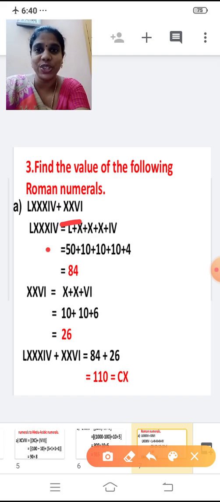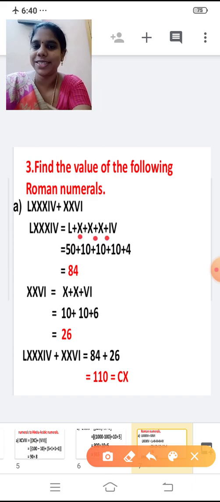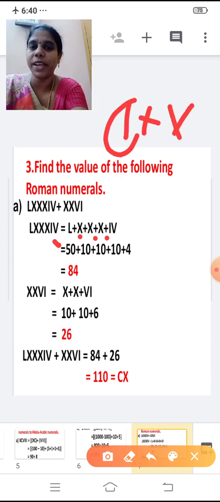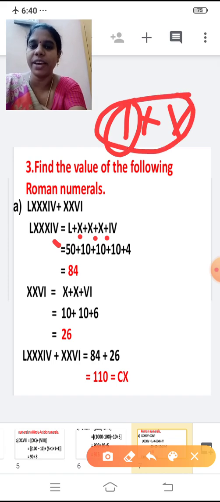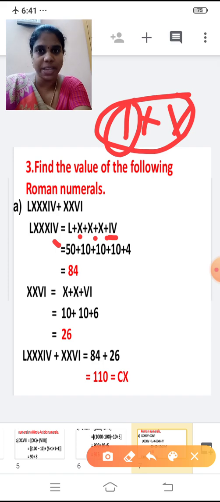LXXXIV. This we are going to change into Indo-Arabic number. So first split that: L plus X plus X plus IV. Why am I writing IV separately? I cannot write I plus V, that is wrong, because the smaller one is placed before the larger one. So I am writing IV separately. The smaller symbol is placed before the larger one, so you are going to subtract that, right?